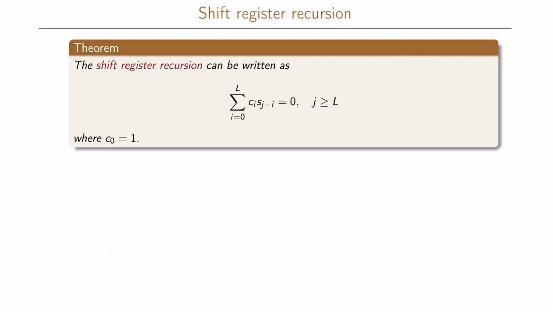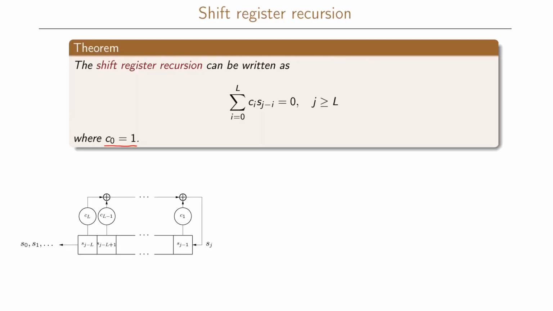A shift register also gives rise to a recursion, and the shift register recursion can be written as a sum where i goes from 0 to L of Ci times S j minus i, and this equals 0 for all j larger than or equal to L. In this case we have said that C0 equals 1. We can prove this if we look at the general form for our LFSR.